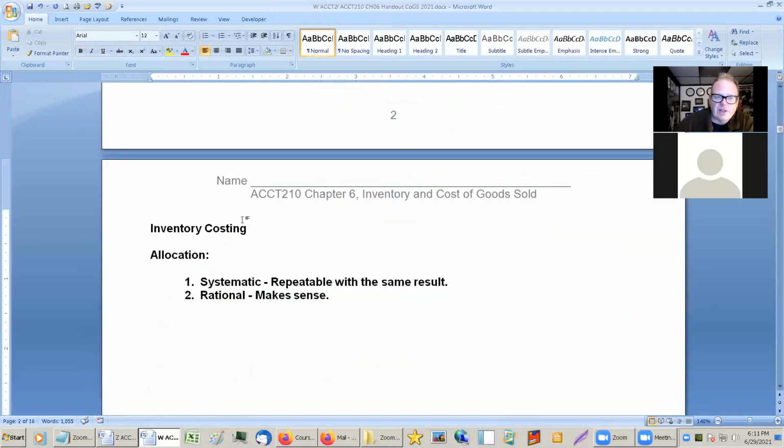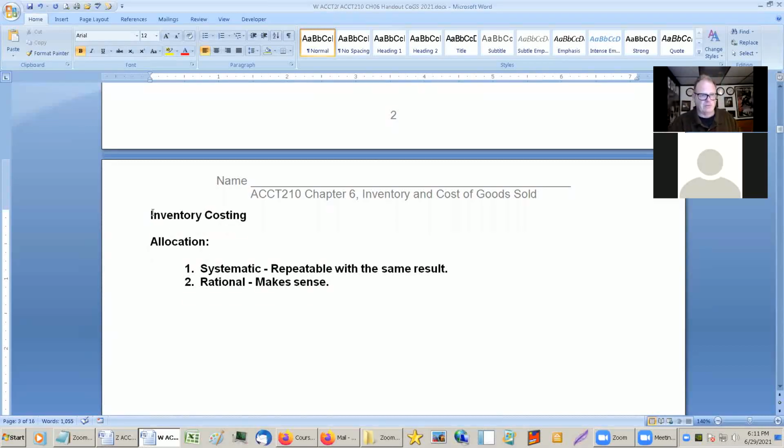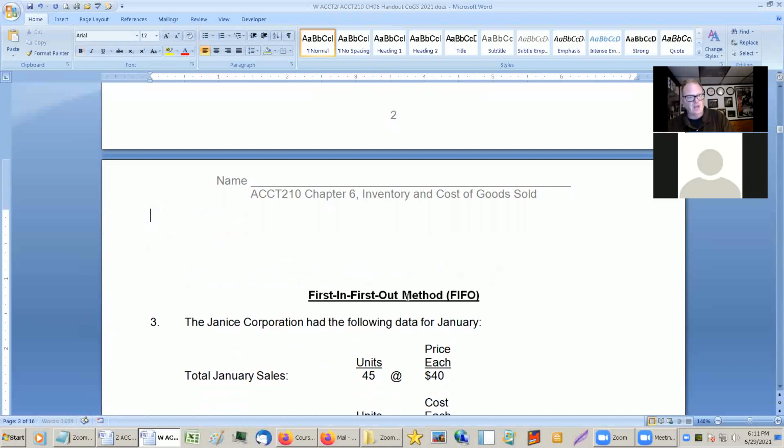So these are really the two criteria for any inventories, that it's an allocation. And allocations are simply taking the money and spreading it out over time, or units, whatever it is. We're trying to allocate that. Okay. I think I might get rid of these just so we stay on the same page.